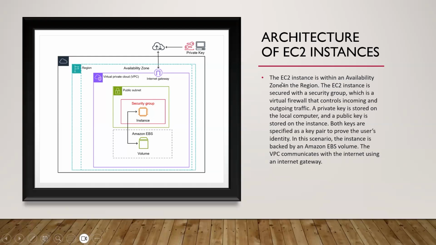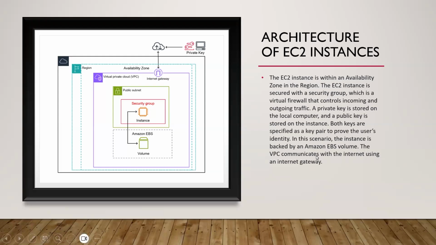So you see the EC2 instance is within an availability zone in the region. The instance is secured with a security group, which is virtually a virtual firewall that controls incoming traffic and outgoing traffic. And then you have this private key here, right? So you'll be creating a private key which is stored on your local computer, and a public key which is stored inside the instance that you are creating. And both keys are specified as a key pair to prove that the user is actually the one who wants to access that instance.